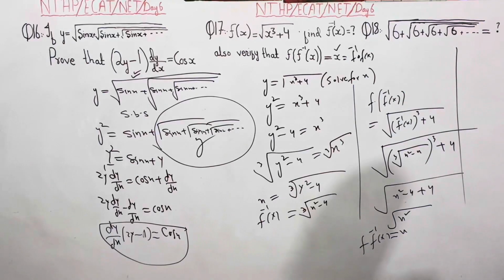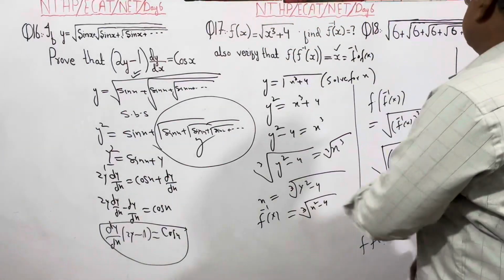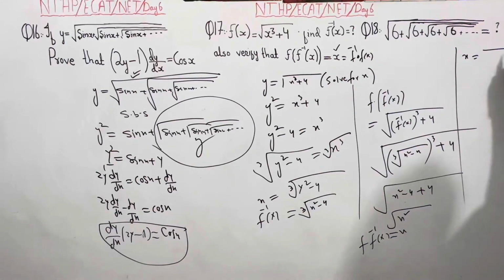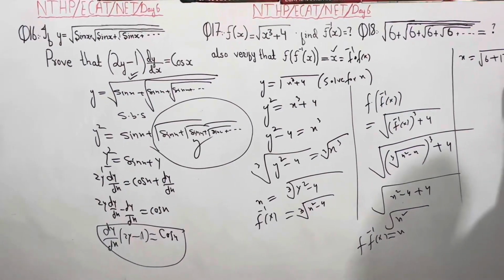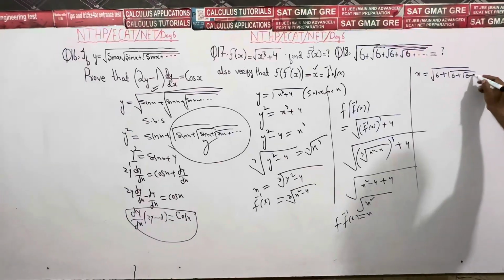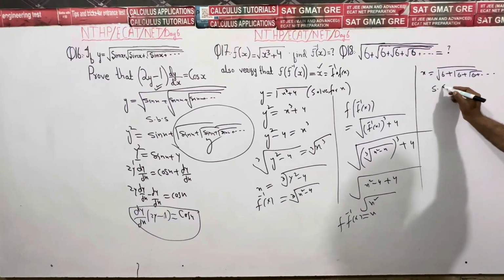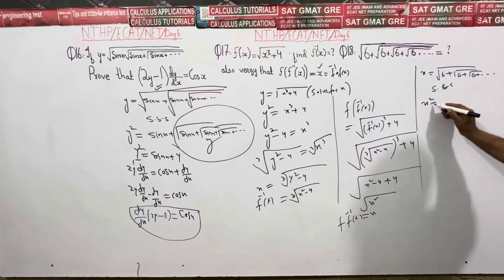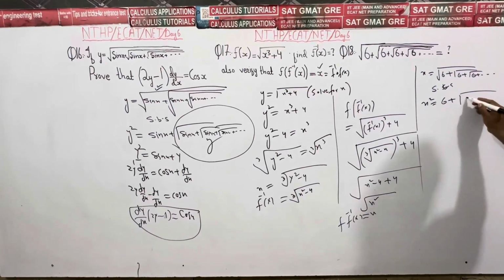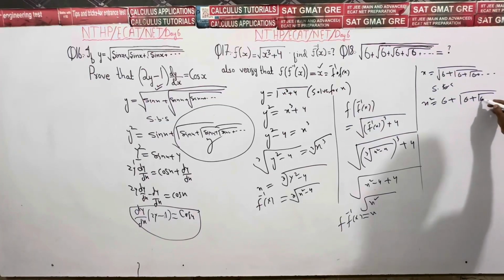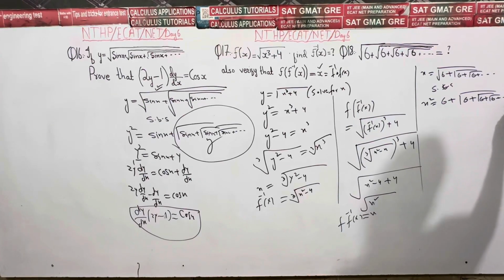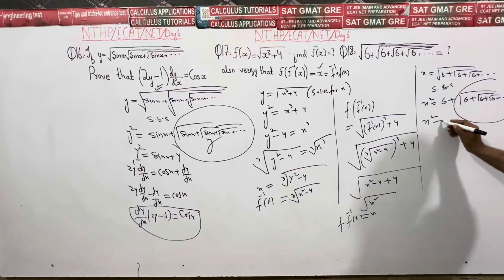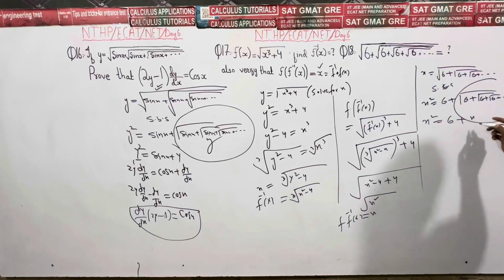The last question from quantitative is also of the same square root type. Suppose x is equal to root 6 plus root 6 plus root 6 and so on. Squaring both sides in the same fashion, x square is equal to 6 plus square root 6 and so on. Instead of this, again introduce x, since the data repeats. So x square is equal to 6 plus x.